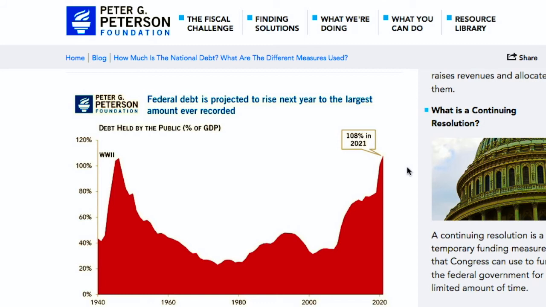So I'm just going to jump really quickly to this graph, Peter G. Peterson Foundation. It says federal debt is projected to rise next year to the largest amount ever recorded. So debt held by the public as a percent of U.S. GDP, and basically 108% in 2021 is what they're projecting.